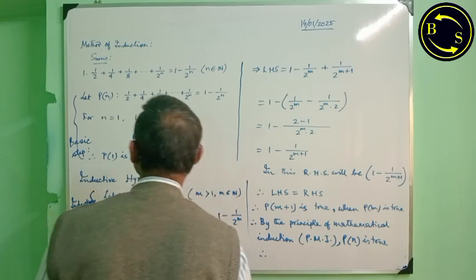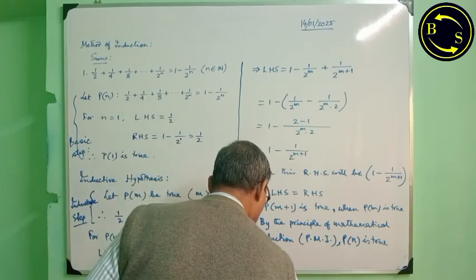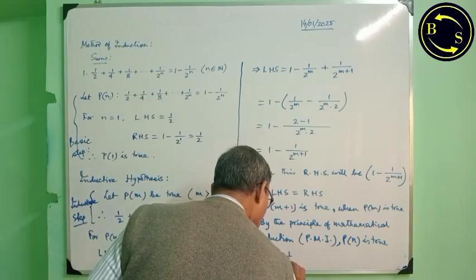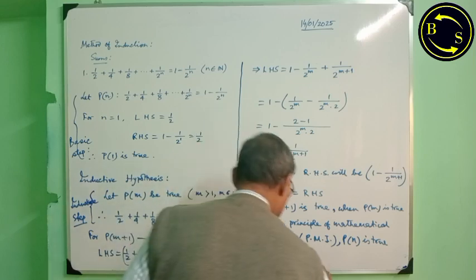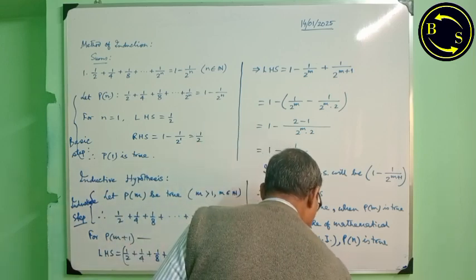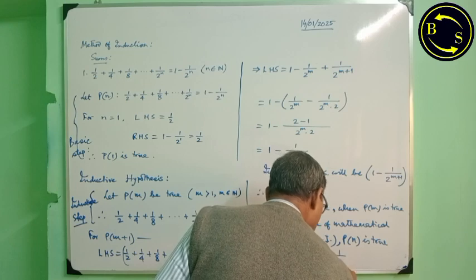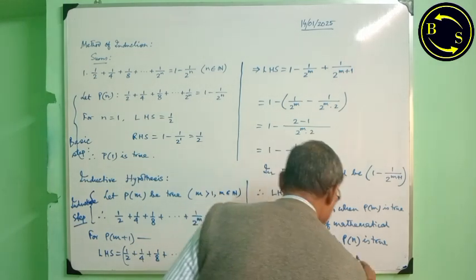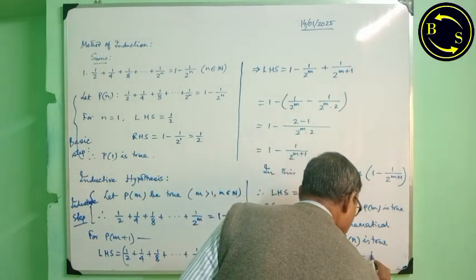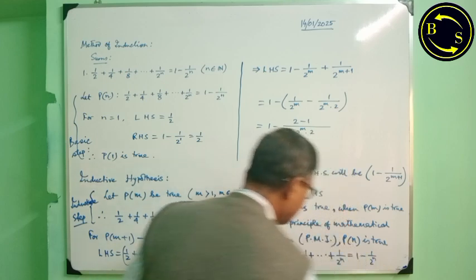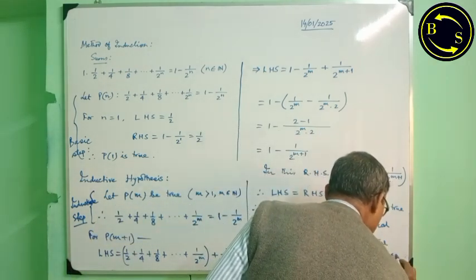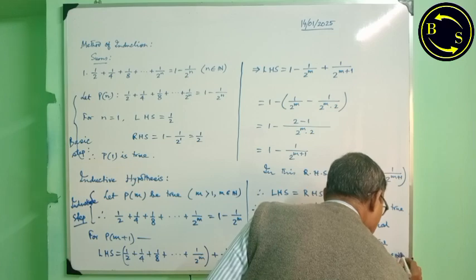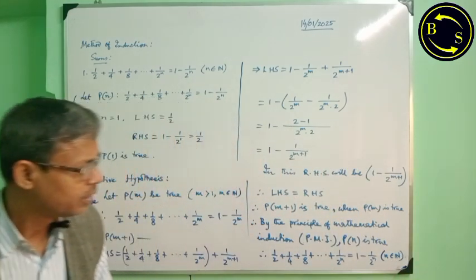Therefore, final line: half, 1/4, 1 by 8 plus dot dot plus 1 by 2 to the power n is equal to 1 minus 1 by 2 to the power n, and mention n belongs to set of natural numbers. Hence proved.